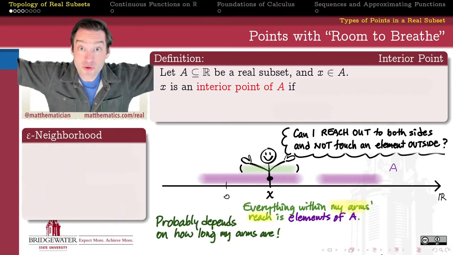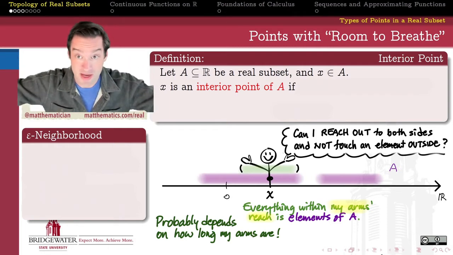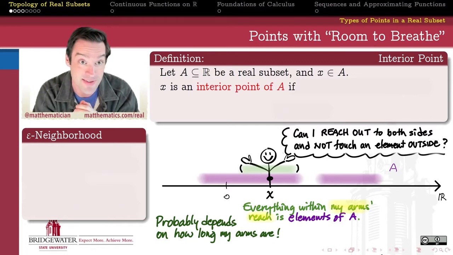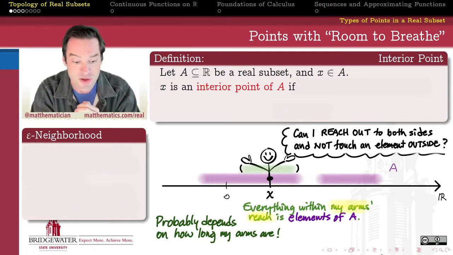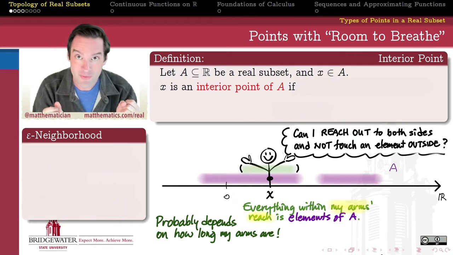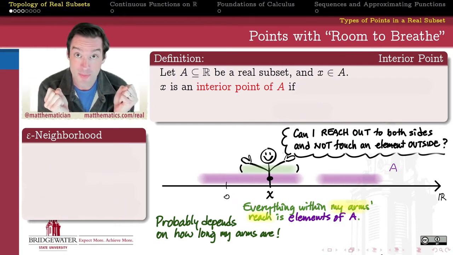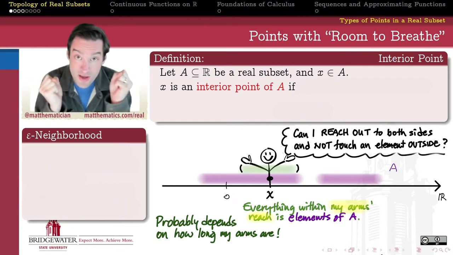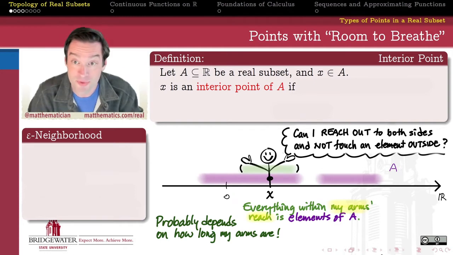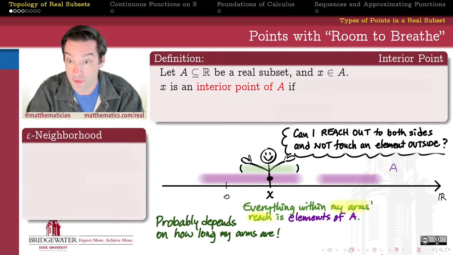If I reach out too far, chances are I'm going to eventually reach out outside of my set, unless my set is the entire real line, right? And so probably we might need to make our arms really, really short in order to make this happen, but as long as we can do it with some small, short, positive lengths of our arms, those are going to be the points we want to be called interior points.